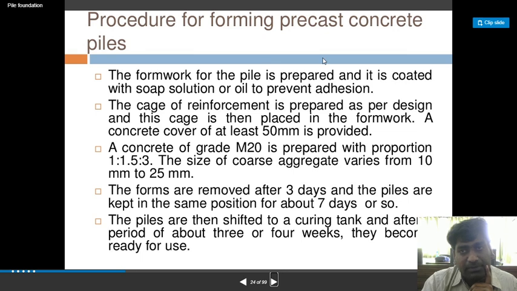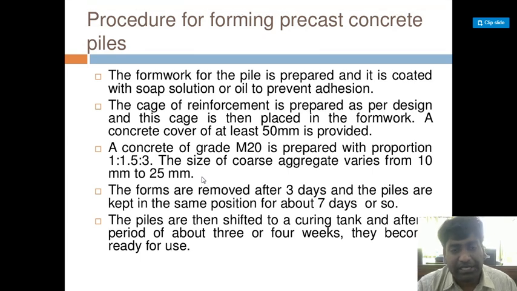Procedure for forming a precast concrete pile. The formwork of the pile is prepared and it is coated with a soap solution or oil to prevent adhesion. The cage of the reinforcement is prepared as per the design, and this cage is then placed in the formwork. A concrete cover of at least 50 mm is provided. Concrete of grade M20 is prepared with the proportion of 1:1.3:3, and the size of the coarse aggregate varies from 10 mm to 25 mm. This is the way they cast the precast piles in a fabrication shop.